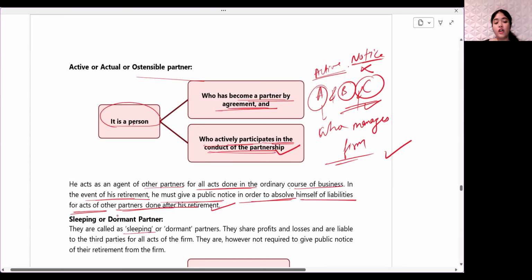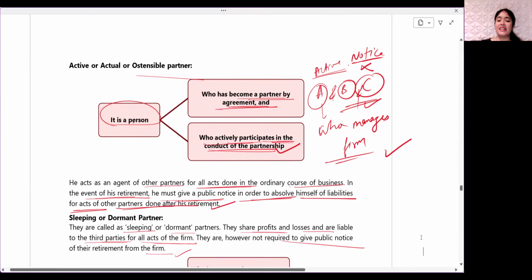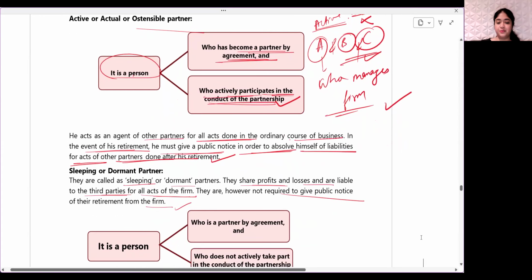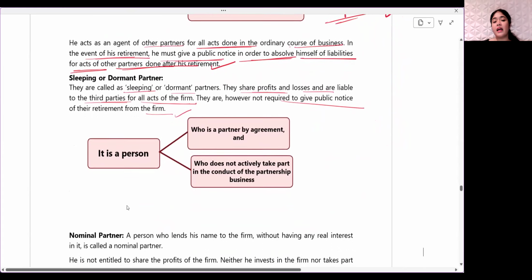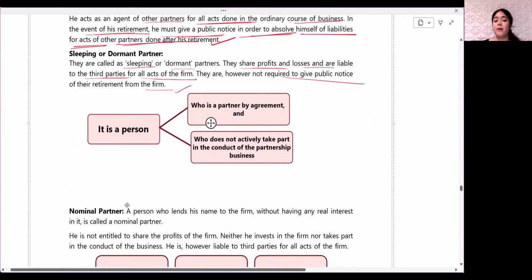Next is your sleeping or dormant partner. They share profits and losses and are liable to the third parties for all acts of the firm. They are liable for all the activities of the firm, whatever they do, and other people, they just invest their money and they do not participate in the everyday work. They are, however, not required to give a public notice of the retirement. If they want to retire, they don't have to give a public notice. They can easily retire by informing all the other partners. Sleeping partner, it is a partner who is partner by agreement and who does not actively take part.